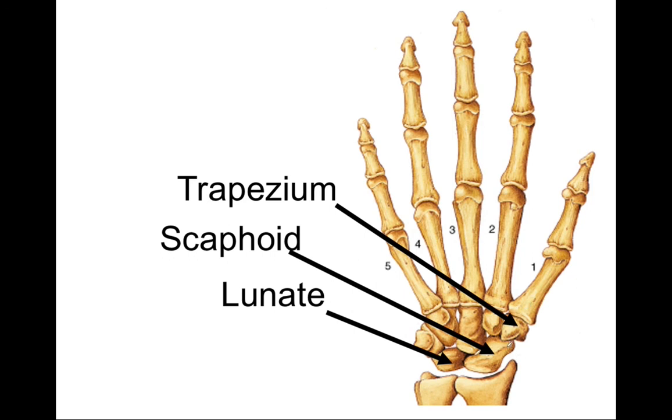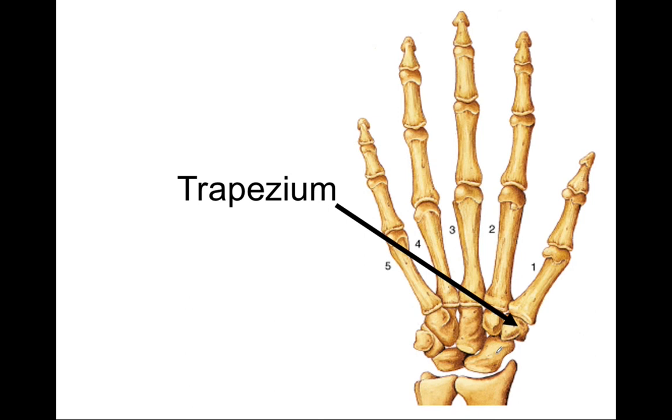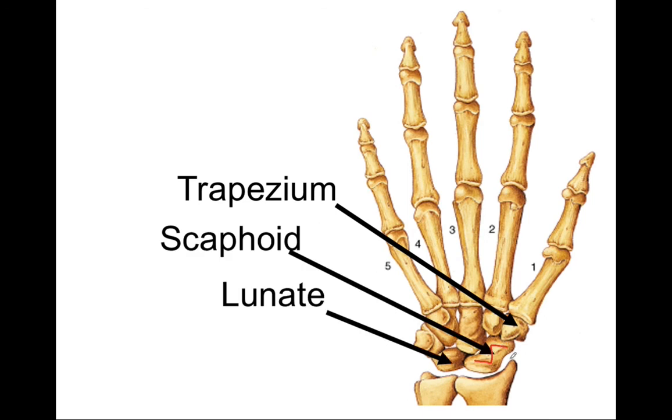Just below this and articulating to the distal end of the radius is the scaphoid bone. Now I'm going to go here and show you that the scaphoid bone is roughly shaped like an S. So another easy way to remember the scaphoid. That's going to articulate here with the distal end of the radius.